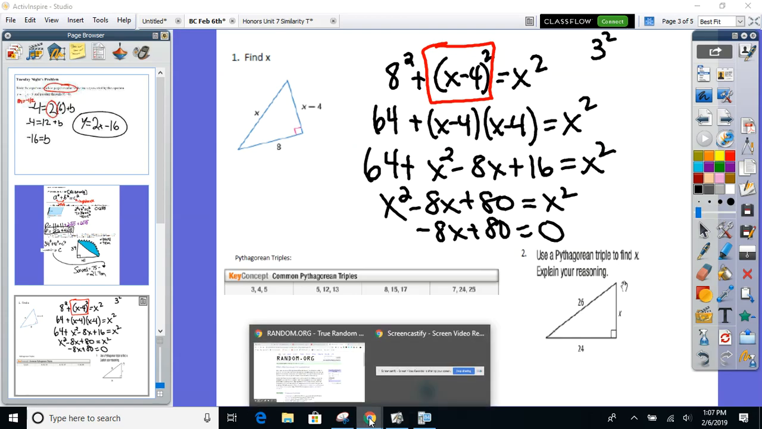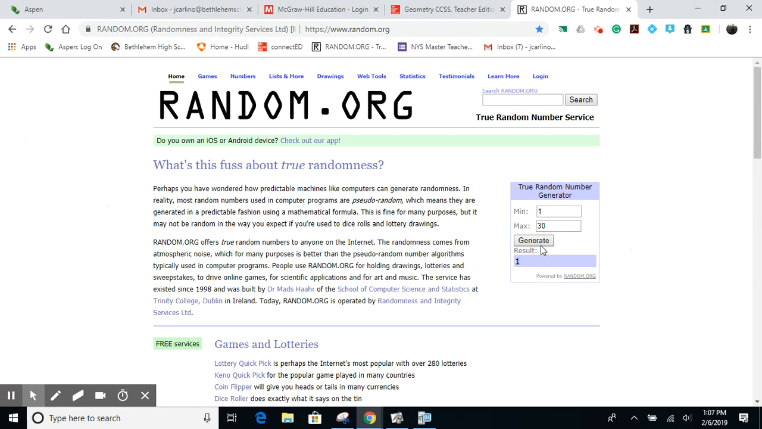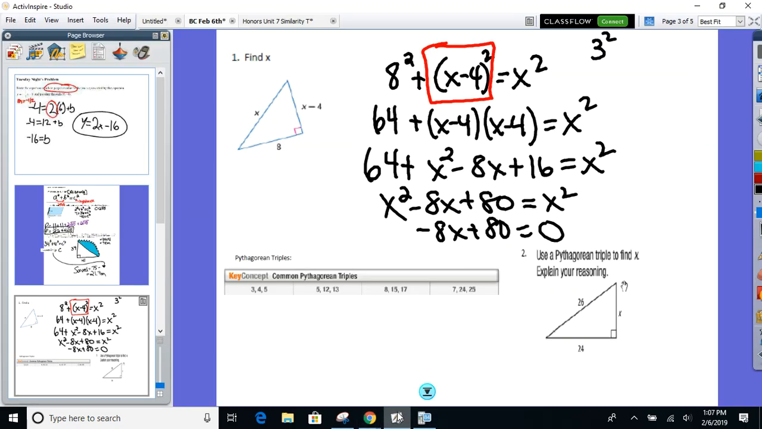All right, so what do you want to do here? What do you want to do here, Sarah? Add the 8x and divide by 8. x equals 10. Perfect.